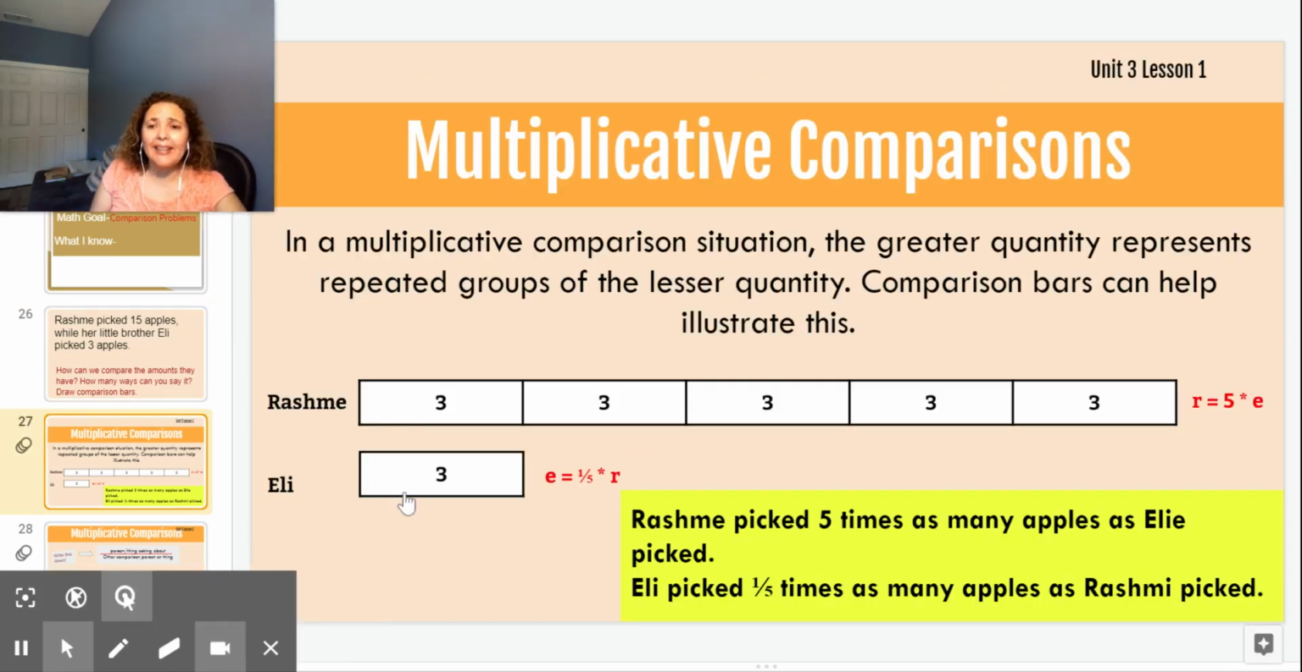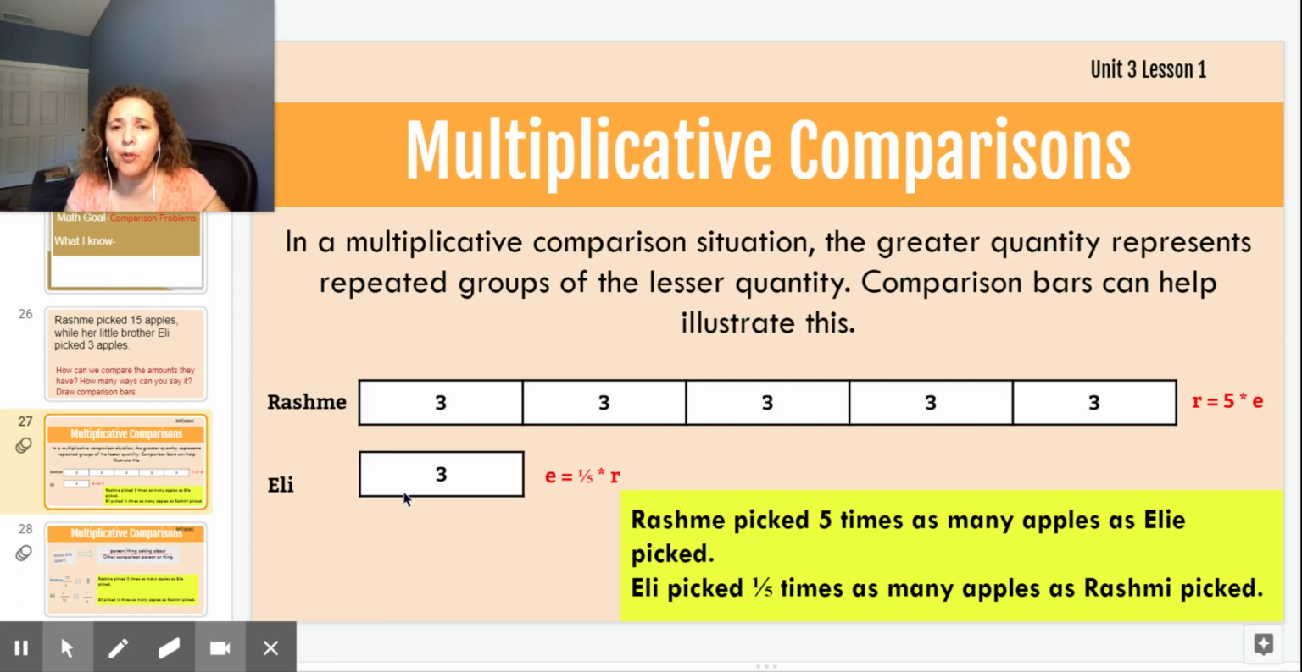Okay, so Eli picked 3 apples. So I'm representing my bar. Here's my comparison bar. Eli picked 3. And Rashim picked 15. So by counting by threes, 3, 6, 9, 12, 15, this is how I can compare them. We use my comparison bars. And so I can say Rashim picked 5 times as many apples as Eli picked, because there's 1, 2, 3, 4, 5 times. Or I can say Eli picked 1/5 times as many apples as Rashim picked.